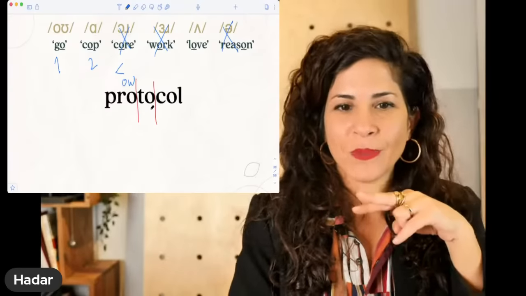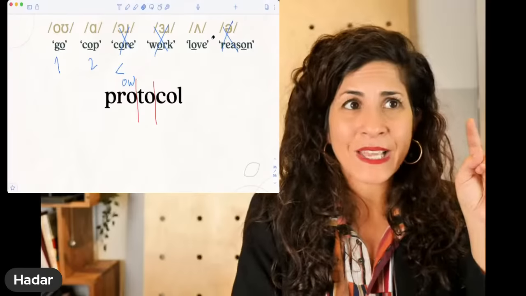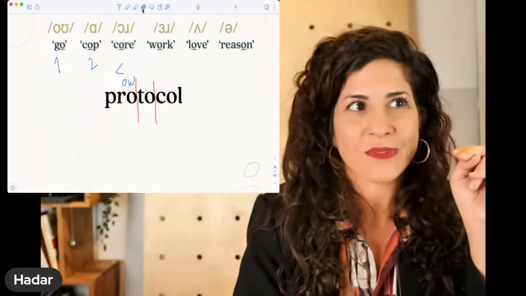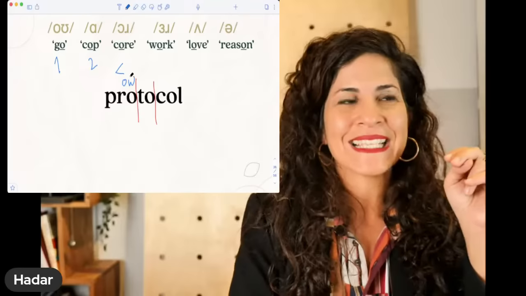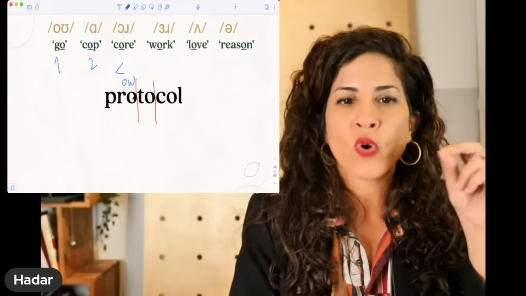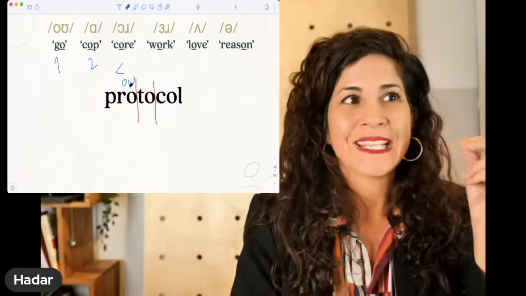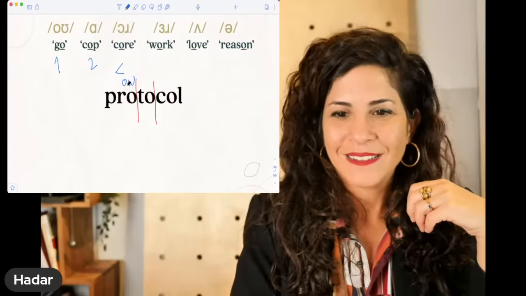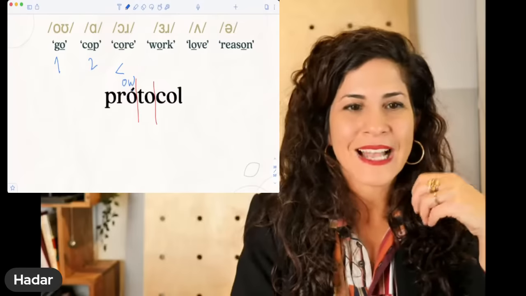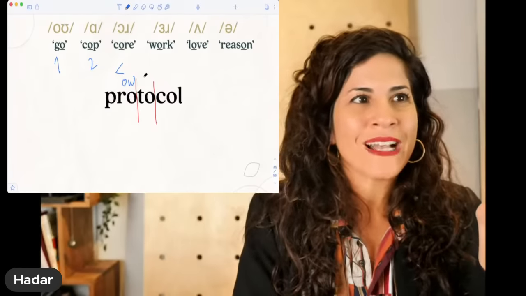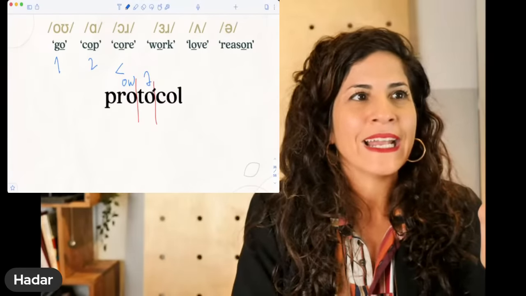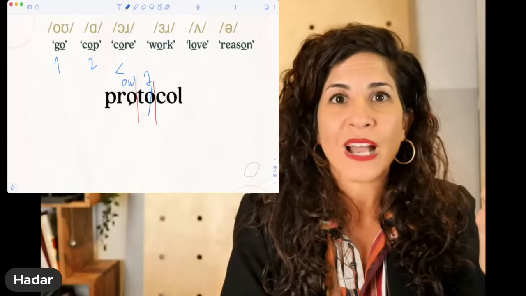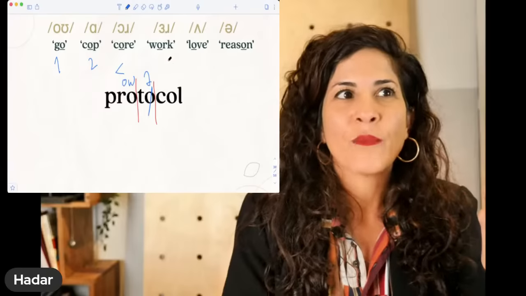Now we have two more syllables. When you have three syllables, you are likely to have one schwa sound in it. So in this case, what is it? Lucy says pro and then a schwa sound, and you're absolutely right. It's prota, and yes, we have a flap T here. Prota, prota, prota.